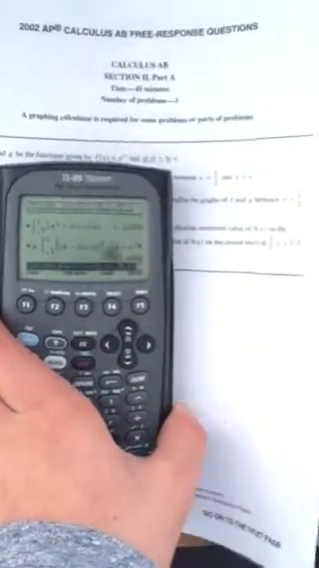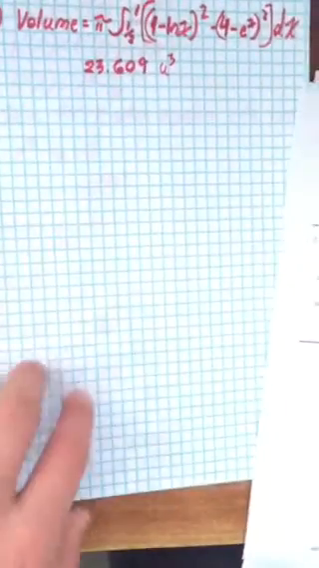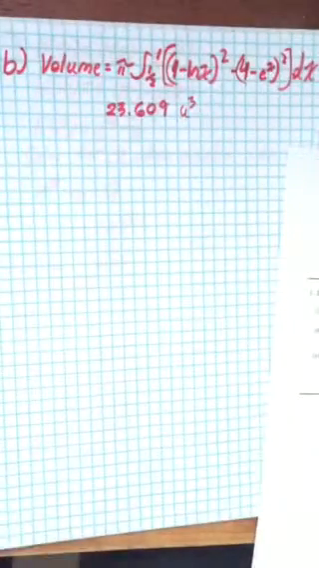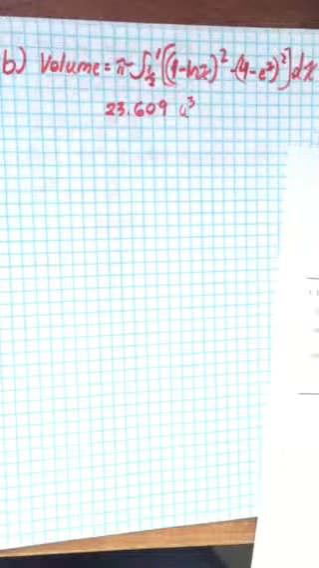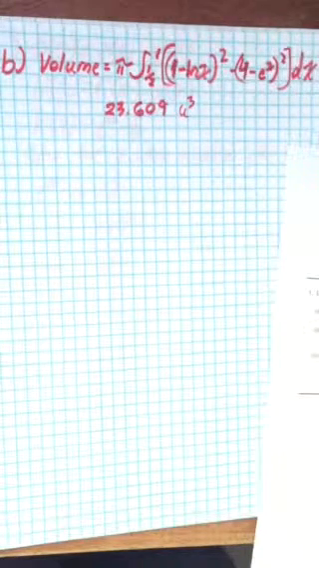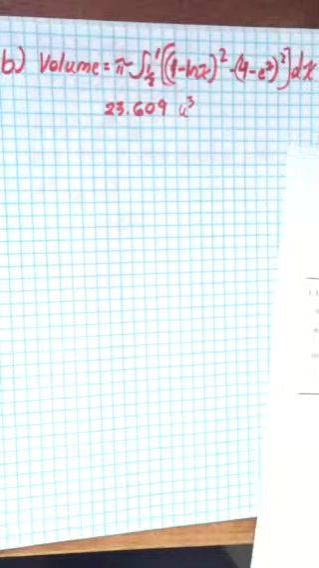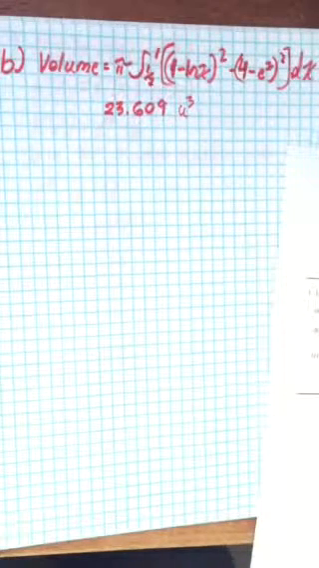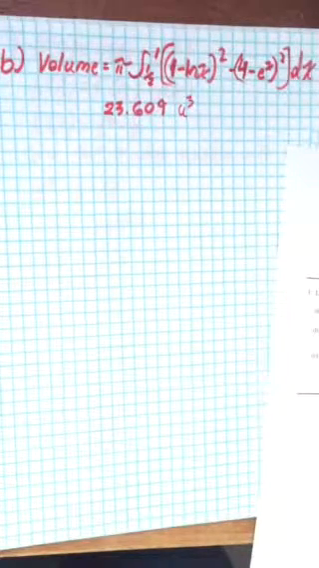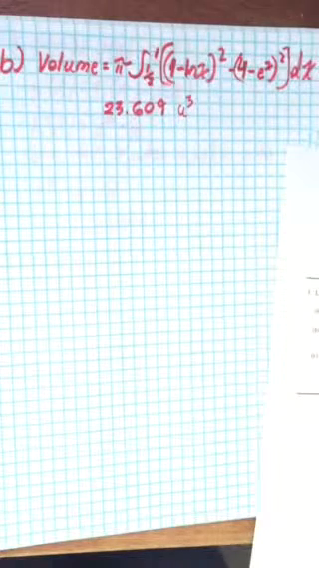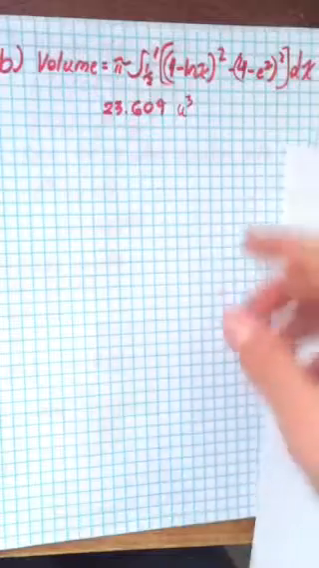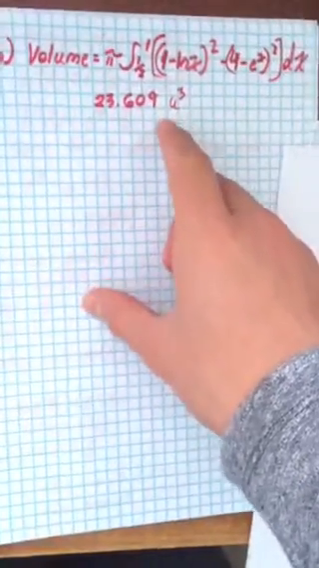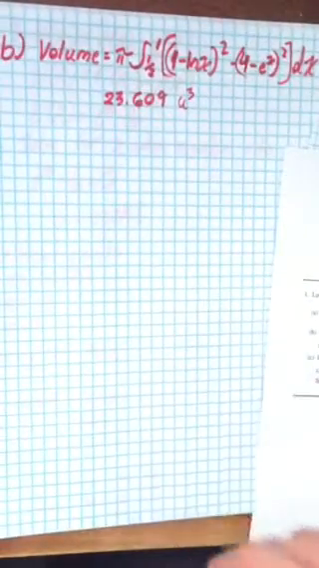Again, let's take a look. For question B, you have your volume is equal to pi times the integral from 1/2 to 1 of the bracket, (4 minus ln of x) squared, minus (4 minus e to the x) squared, close bracket, dx. Again, don't forget the dx, and I just put units cubed there to remind myself for the other problems, of course.